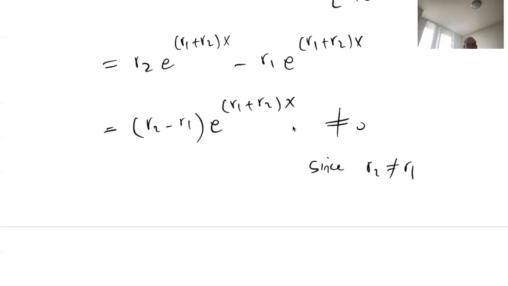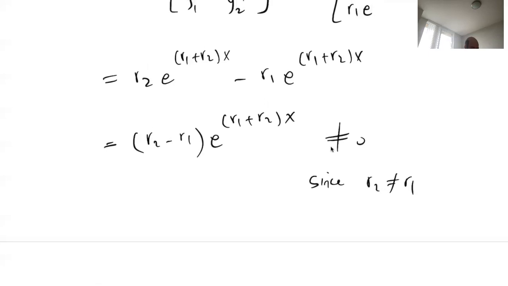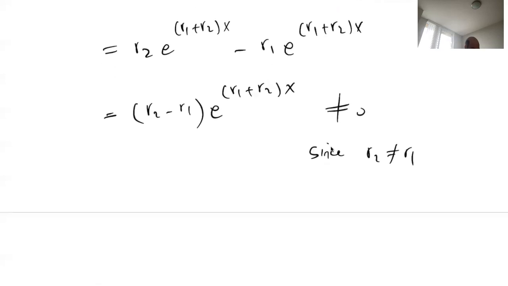The exponential is always positive, so non-zero. This is also non-zero, so the answer is also non-zero. The answer is in fact non-zero for every x, but even if the answer was non-zero for one value of x, still it would be enough. Still it would mean that the functions are linearly independent. So this is not equal to 0 for every x.